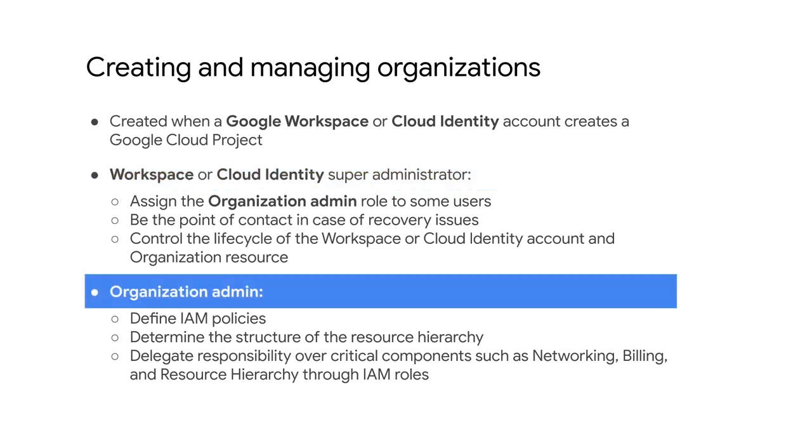The responsibilities of the organization admin role are: define IAM policies, determine the structure of the resource hierarchy, and delegate responsibility over critical components such as networking, billing, and resource hierarchy through IAM roles. Following the principle of least privilege, this role does not include the permission to perform other actions, such as creating folders. To get these permissions, an organization admin must assign additional roles to their account. For more information about creating and managing organizations, see the how-to guide in the links section of this video.